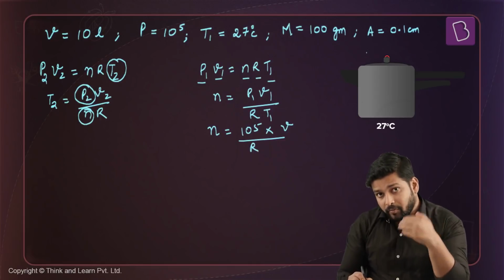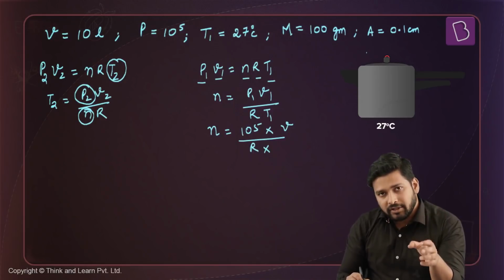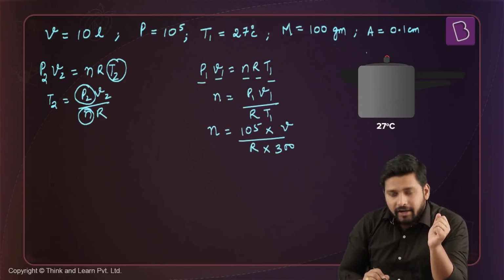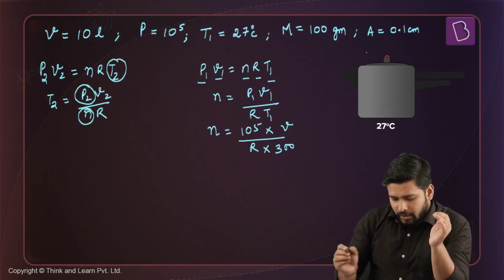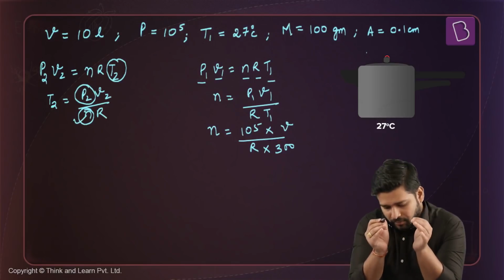R, also you might get it at a later stage, so I won't cancel this. And T1 is 27 degrees Celsius, which is equal to 300 Kelvin. Cool. So I get the value of N. All right, so I have figured out N. Now what about this value of P2?